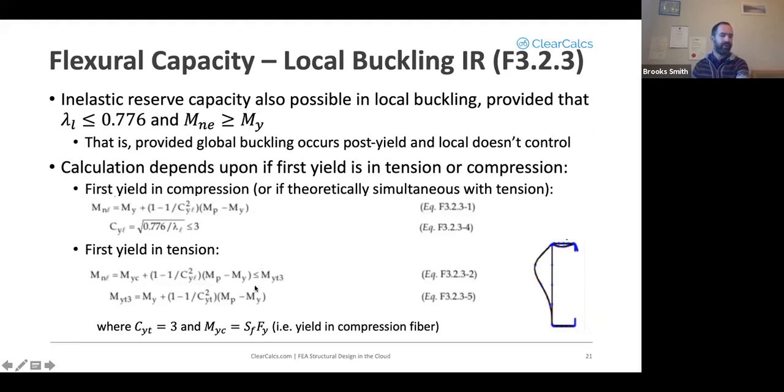If your first yield is in tension, you have a very similar equation, but you take the minimum of that and MYT3. MYT3 is essentially taking the same thing, but CYT equals 3 and using your SF instead of SFY in the calculation. So MYC versus MY in that.